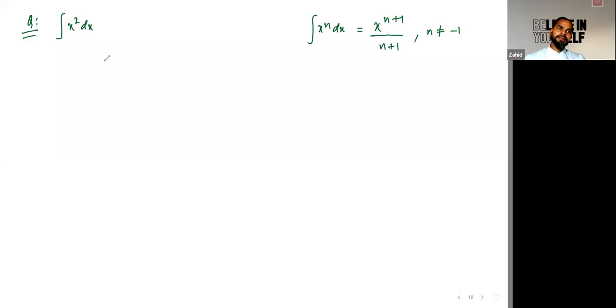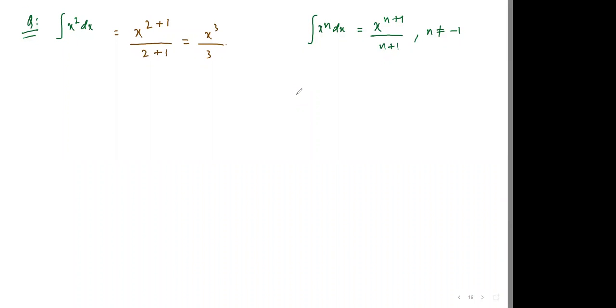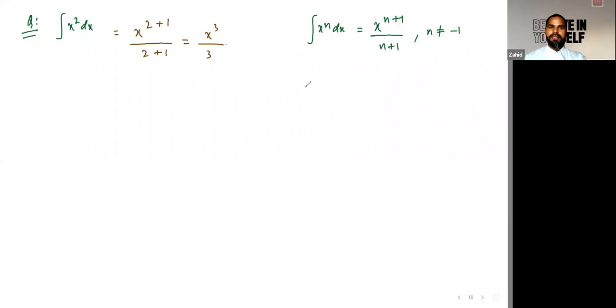Apply this in this expression. Here we have x raised to 2, so n is 2. It will be 2 plus 1, whole divided by 2 plus 1. On simplifying, you will get x raised to 3 divided by 3 as your final answer. Is it clear to you all? Yes, sir. Nikhil, any doubt?